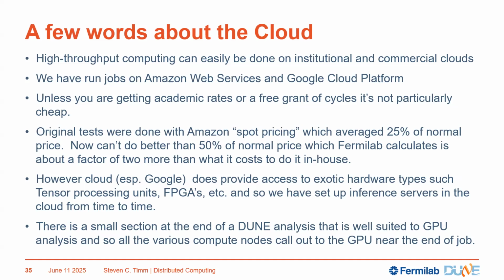Cloud does, however, provide access to exotic hardware types such as tensor processing units, FPGAs, etc. And Fermilab doesn't have enough use case to buy one of them, so if you wanted to rent one of those, it's valuable for that. And inference servers is the main place you would use that. There's code in the DUNE code that does a comparison: is this a certain kind of electron or is it not. And before that, NOvA had to do the same thing. So this is a long history of neutrino experiments doing inference near the end of the job.